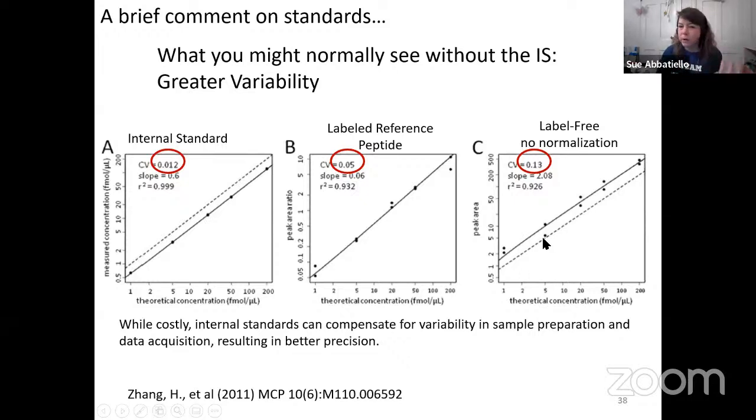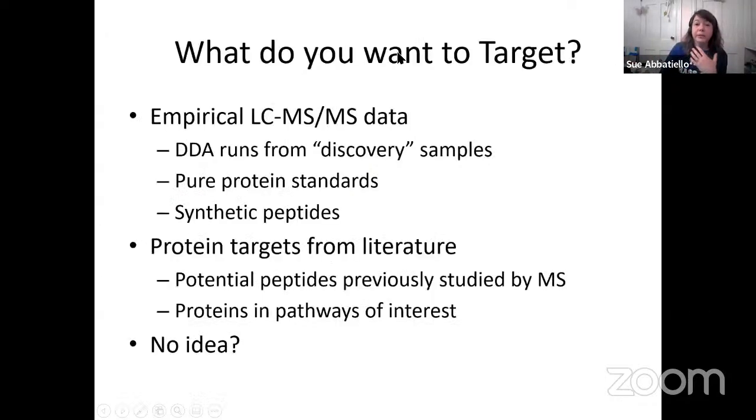Perhaps there was one replicate that was just not so good. And because we can't normalize and take that variability away, now the coefficient of variation is up to 13%, or 0.13. Understanding that this is all the same data, the impact that having an internal standard has is accounting for that variability and improving the accuracy.